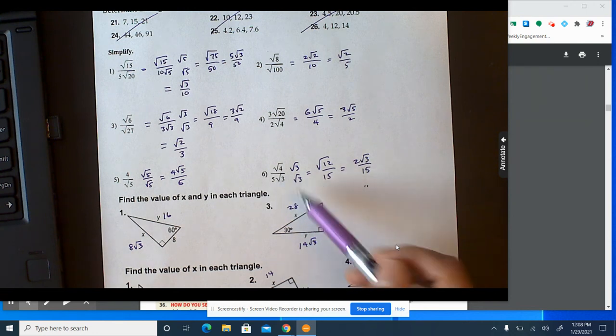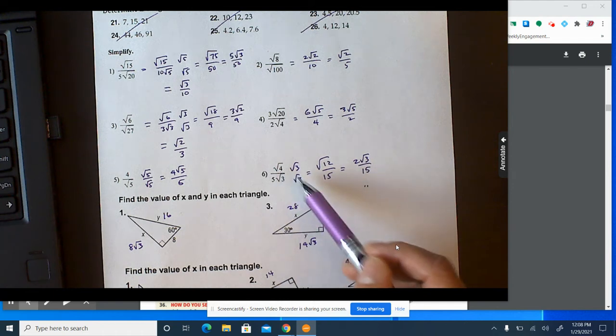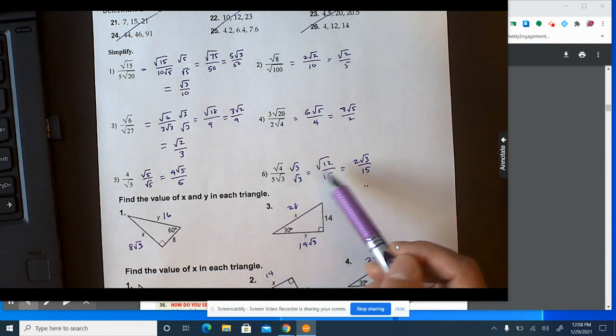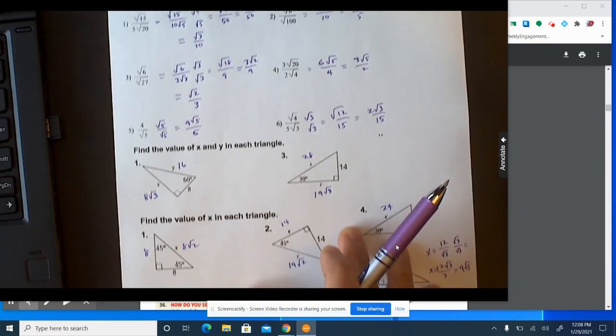Well, wait a second. Root 4 is 2, but I didn't simplify that. I just went ahead and multiplied top and bottom by root 3. So you get root 12, and now we can take out that 4, right? So you get 2 root 3 over 15. Okay. So find the value of x and y in each triangle.